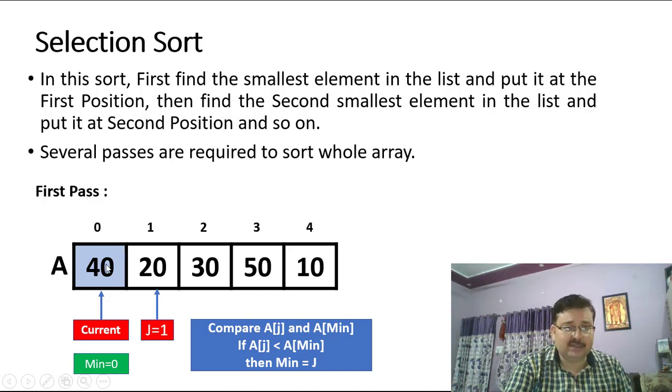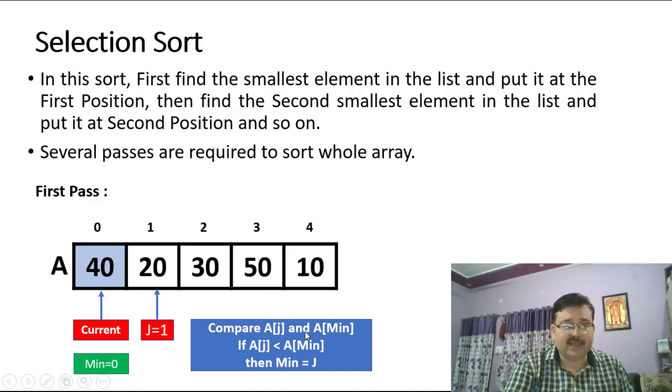Here I am taking one example. An array is given: 40, 20, 30, 50, and 10. Suppose I am taking some variables: current, minimum, and J. The current position could be I, X, Y, Z, whatever we want; I am taking the variable name current. So current is at position 0, J is at position 1, and minimum is equal to index 0. So the value at index 0, we are supposing that element is the minimum.